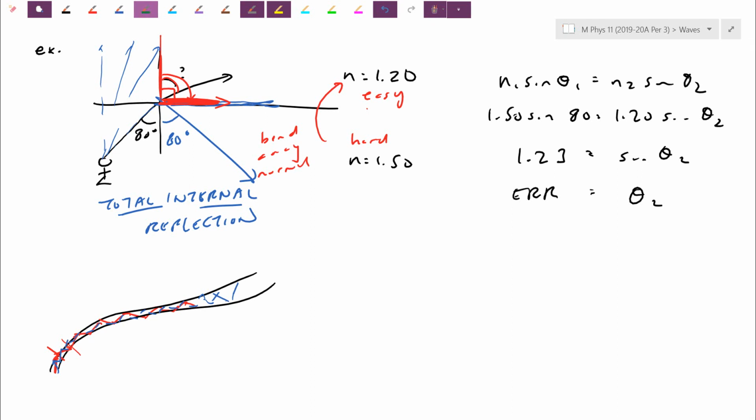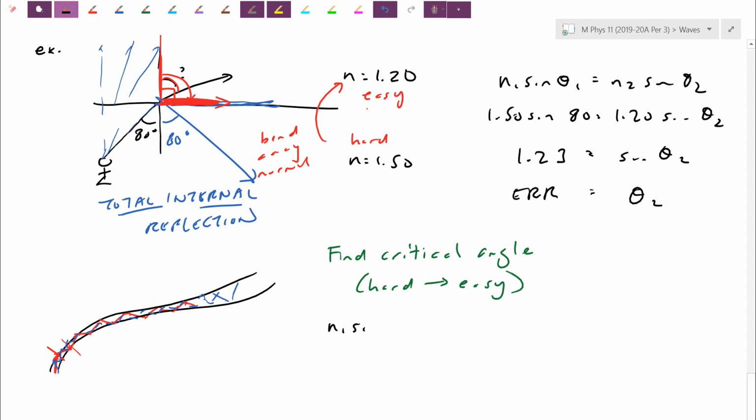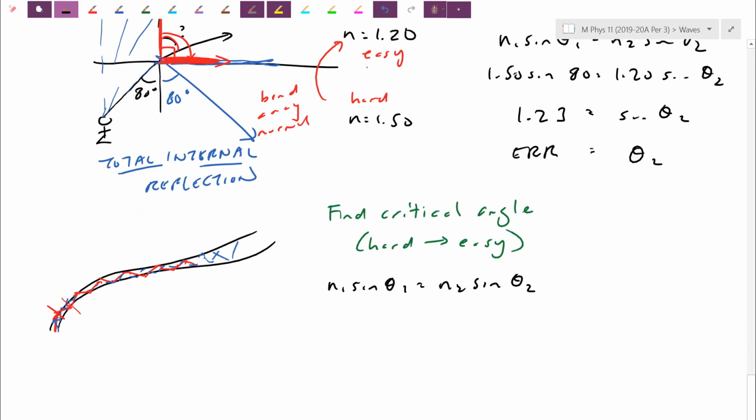So in this context, they might ask you to find the critical angle. So find out what was that maximum angle that just managed to get out. I'm going to make a note here. This will only be going from a hard to an easy medium, from a high n to a low n, because that's when I bend away from the normal. And all you're going to do is n1 sine theta 1 equals n2 sine theta 2. This time I knew the n's. I started off from medium 1.5. I don't know what the critical angle is, so that's theta c. The n on the other side is 1.2, and I want this ray to just make it out, relative to normal, at 90 degrees.